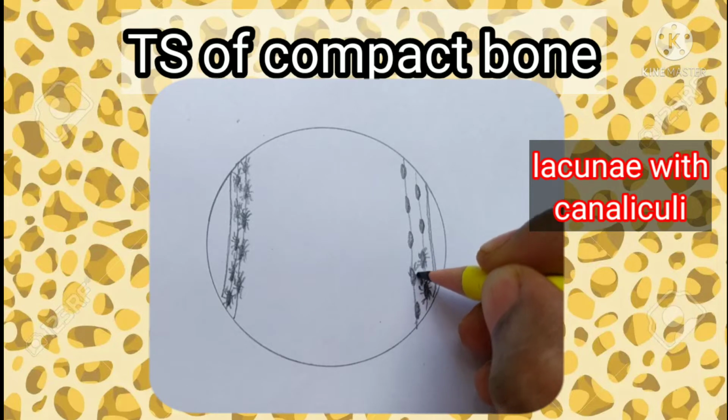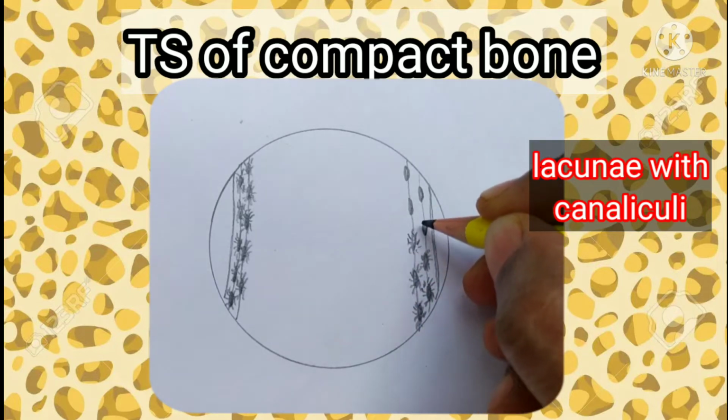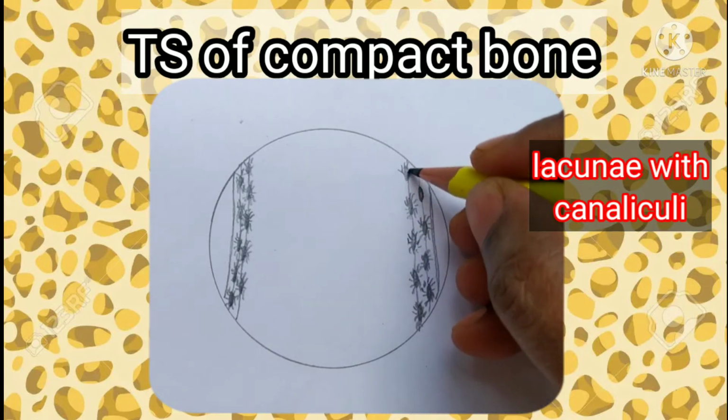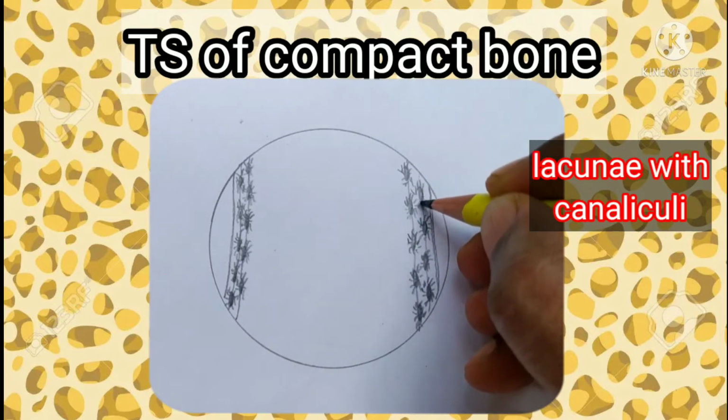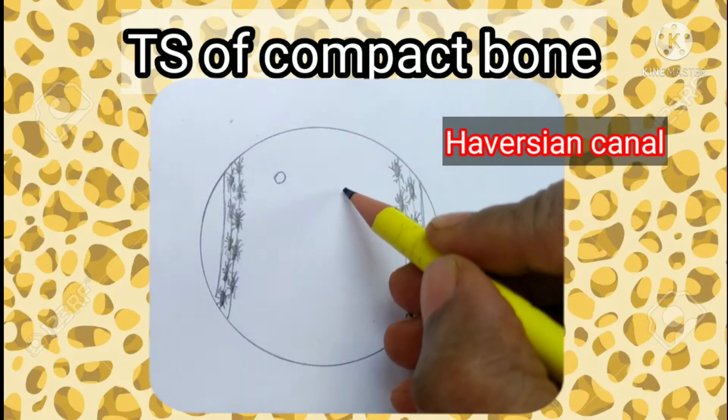So, we have to draw inner circumferential lamellae deep to the endosteum and outer circumferential lamellae deep to the periosteum, usually one or two lamellae thick, and they extend along the long axis of the bone.